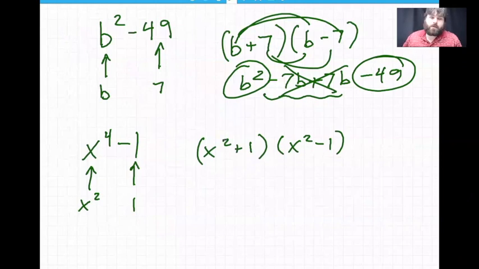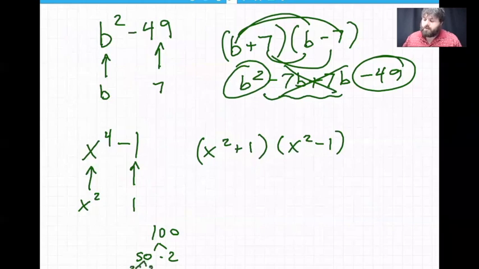Now you're not done. When you factor, you should always look to factor again, because maybe what you factored it into is factorable. Kind of like when I factor 100, right? I can say it's 50 times 2, that's right. But 50 is not done. 50 can be factored. So you'd want to factor it down to 25 and 2, and then factor it down to 5 and 5.